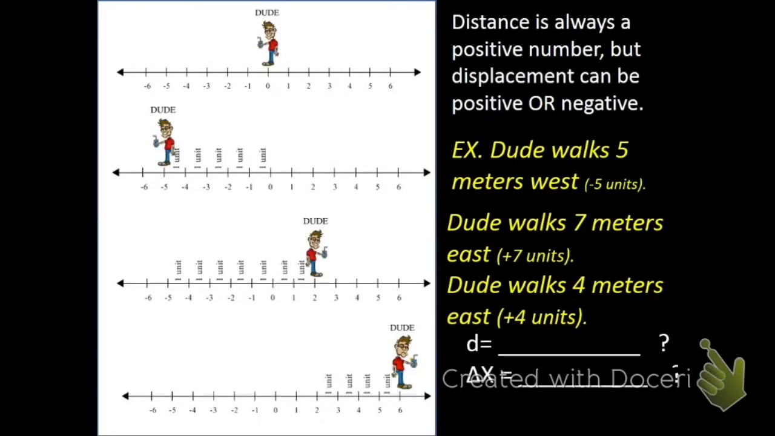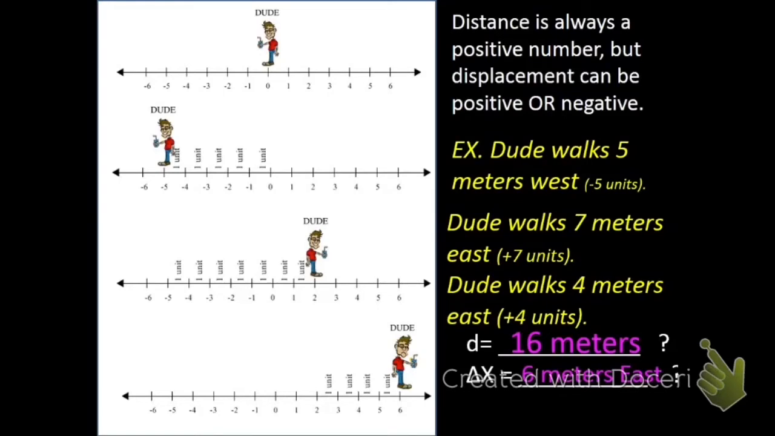So to talk about dude's distance, we simply add up all the units that he's traveled. 5 plus 7 plus 4. He's traveled a total of 16 meters in distance. But his displacement is where he is now compared to where he started. And so for that, we note that he is 6 meters to the right. Now there's really 2 ways that we can determine that 6 meters to the east figure.